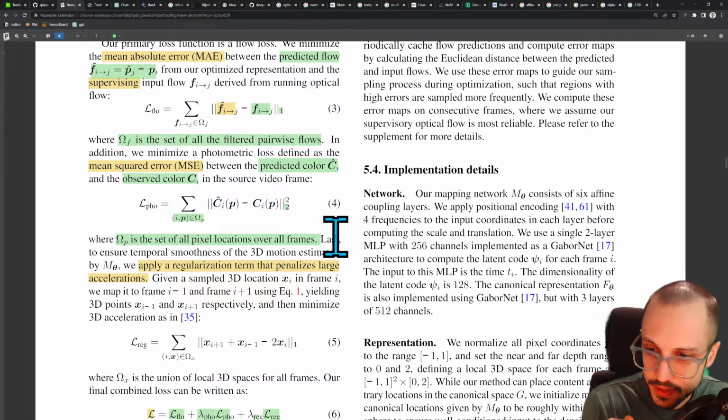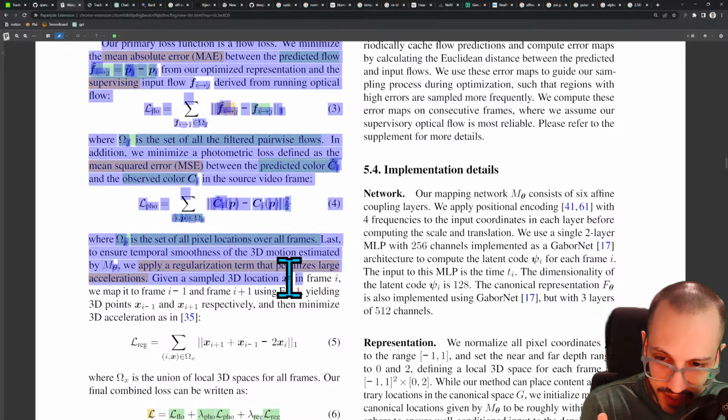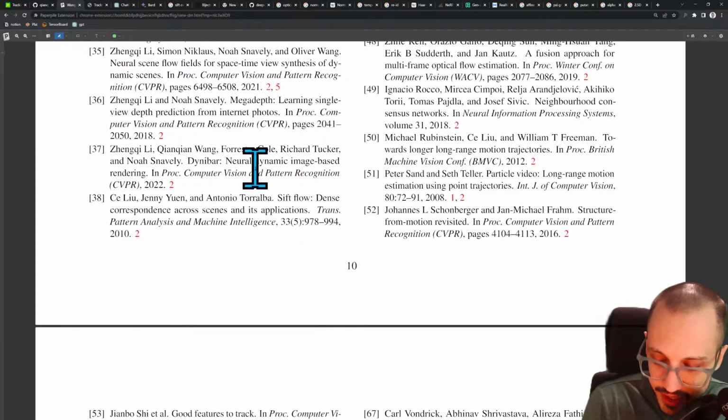But, okay. They have a 3D location x i, and then they're basically mapping it to the frames.